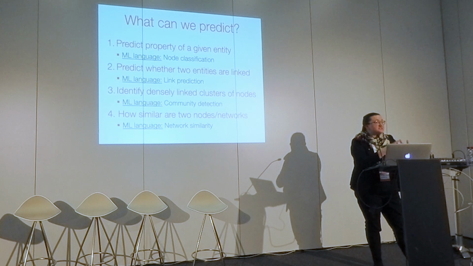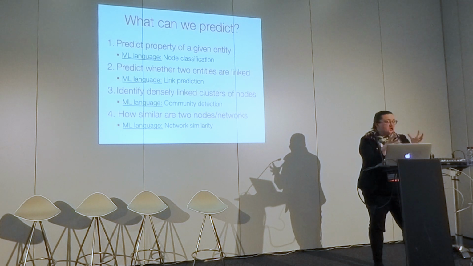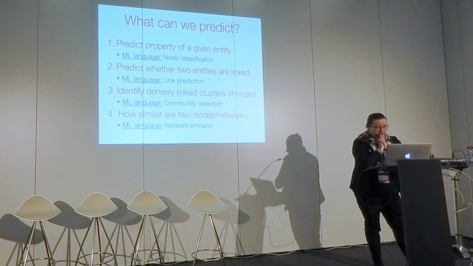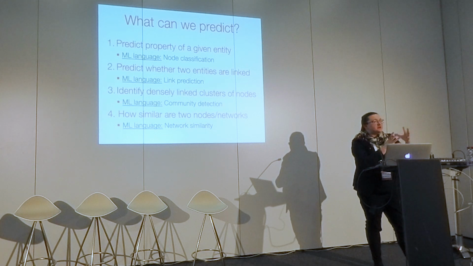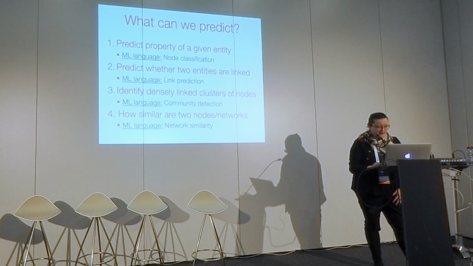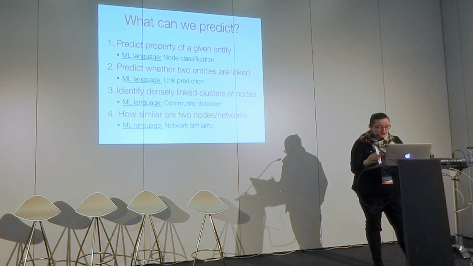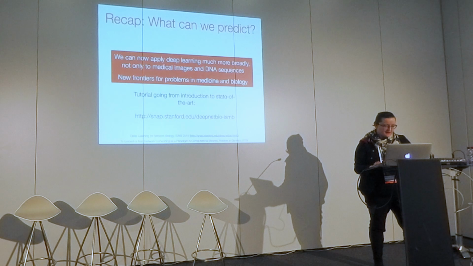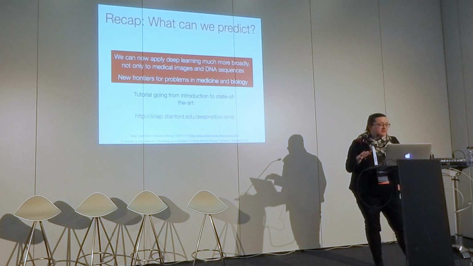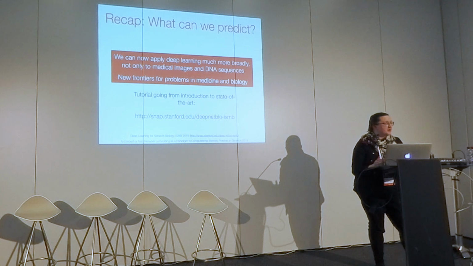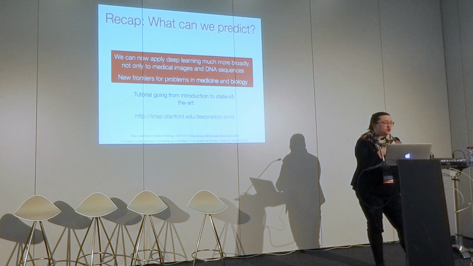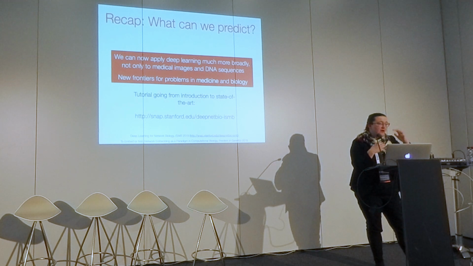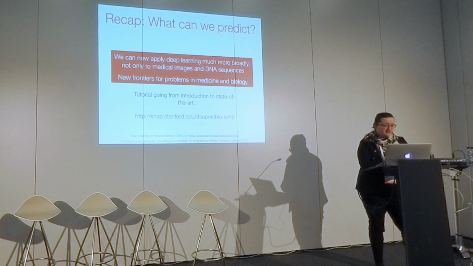We can use those learned embeddings and simply cluster them to detect groups of entities that show similar behavior, or we can learn embeddings not for every node, but for subgraphs or graphs, and then use that for new questions, for example, in chemistry. But really, to recap at the high level, what this means is that with the development of graph neural networks and network embeddings, we can apply deep learning much more broadly, not only to medical images, not only to DNA sequence data, which really opened doors to many new kinds of problems that we can now tackle, and my focus is specifically on problems in medicine and biology.